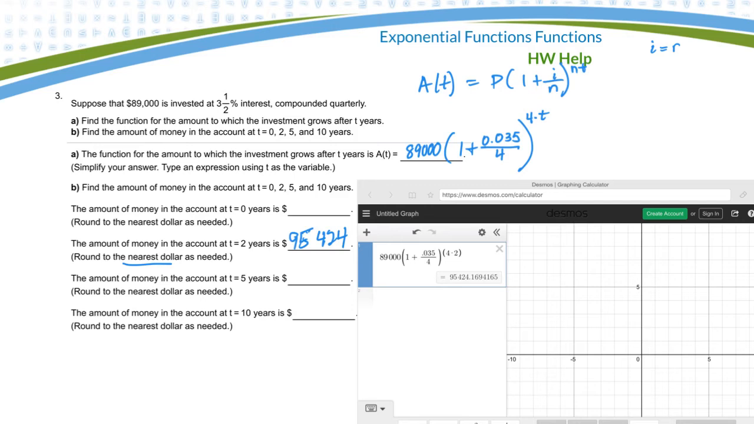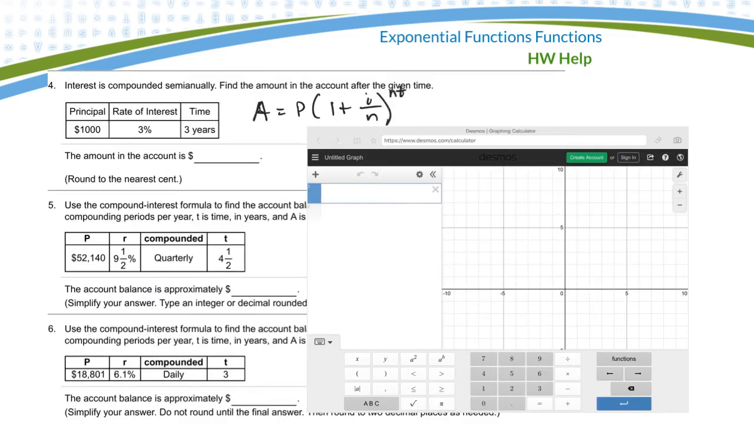And then if you wanted to change any of the numbers, like if you wanted to do 10, all you have to do is get rid of that 2 and put in a 10. Bam, there you've got your answer. So after 10 years, 126,104. Next question, similar kind of thing with this one.